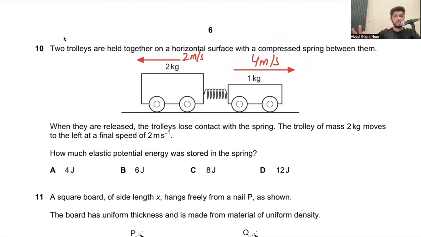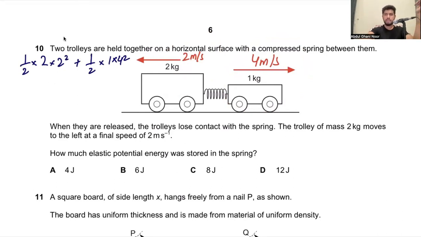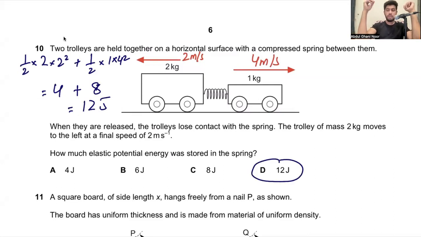So now I have their speeds. I need to find out the elastic potential energy in the spring. What I'll do is I'll find out the kinetic energy of the two. I'll say half into 2 into 2 squared plus half into 1 into 4 squared. Kinetic energy of the larger trolley plus kinetic energy of the smaller trolley. And that gives me the total kinetic energy, which is 4 plus 8, which is equal to 12 joules. So 12 joules is the total kinetic energy, and that is also the elastic potential energy.